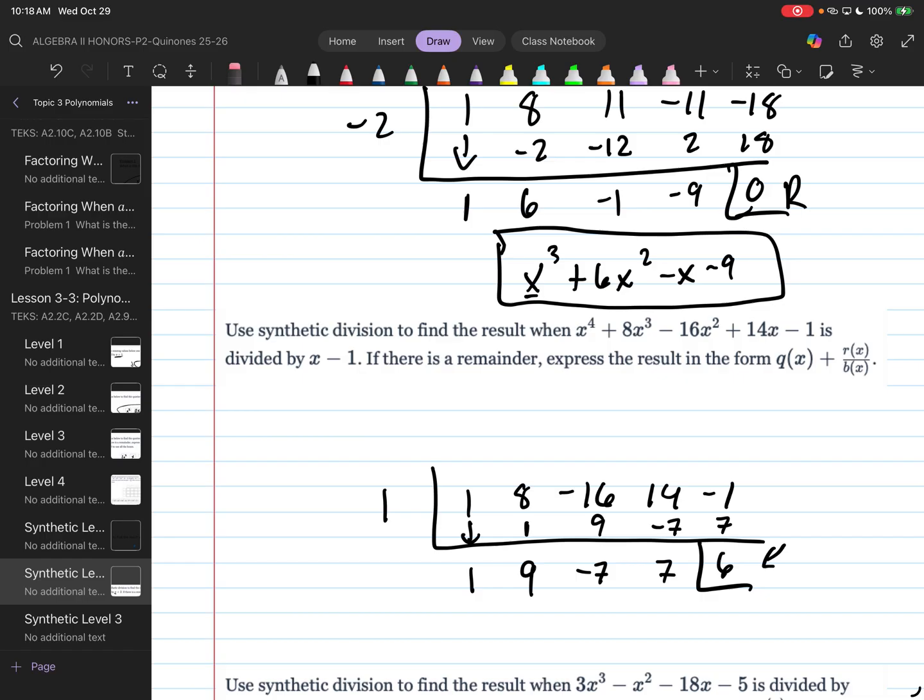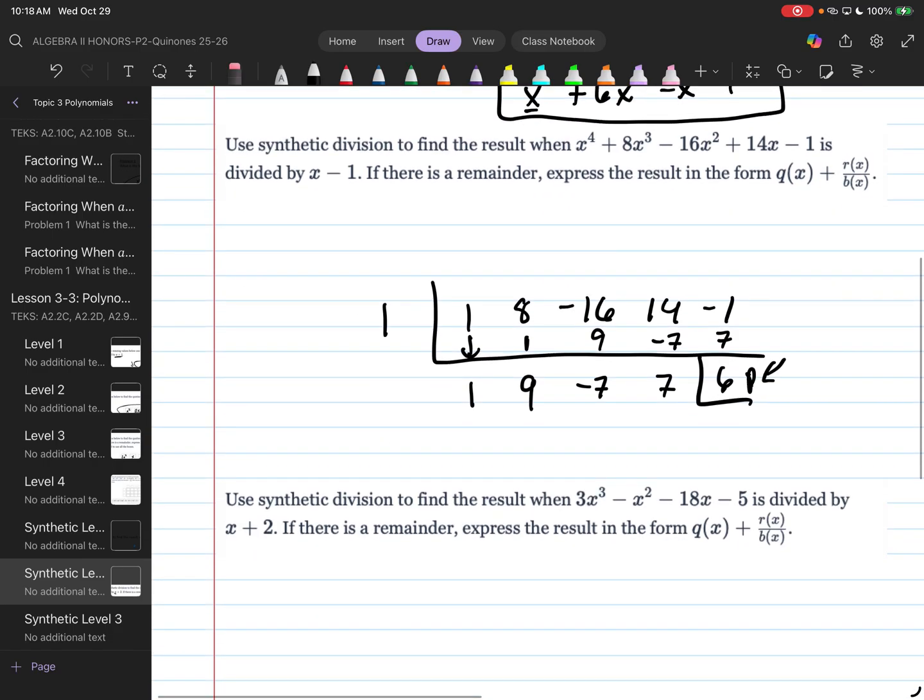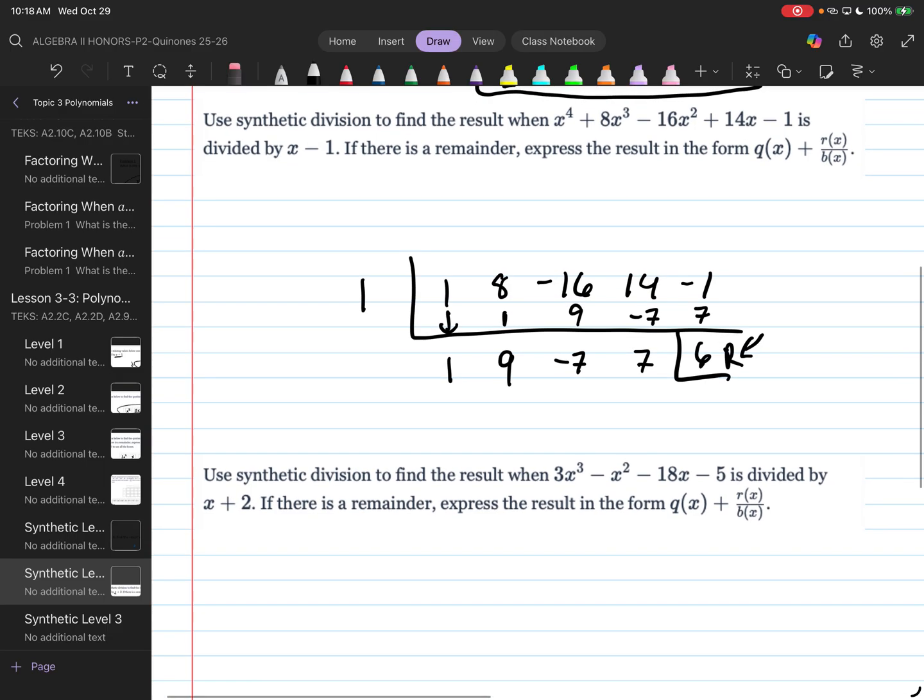Confirmation for this? Okay, good. I just want to make sure that I'm doing it right as well. Because if we got different answers, then we can check it. So what does this mean? My answer is x cubed plus 9x squared minus 7x plus 7 plus 6 divided by x minus 1. And then I box it in because this is my final answer.